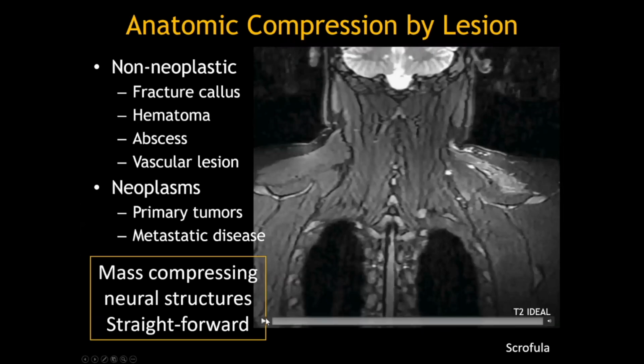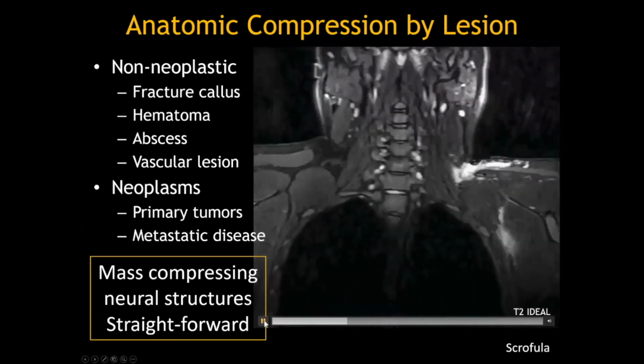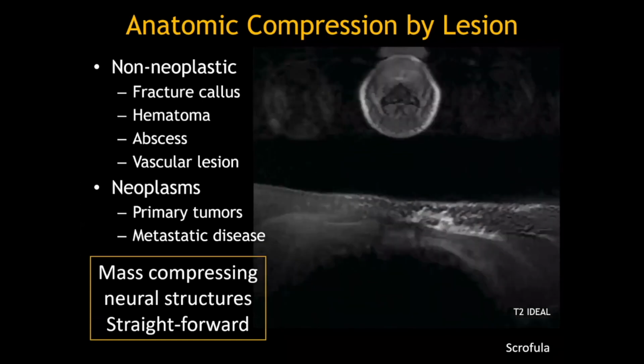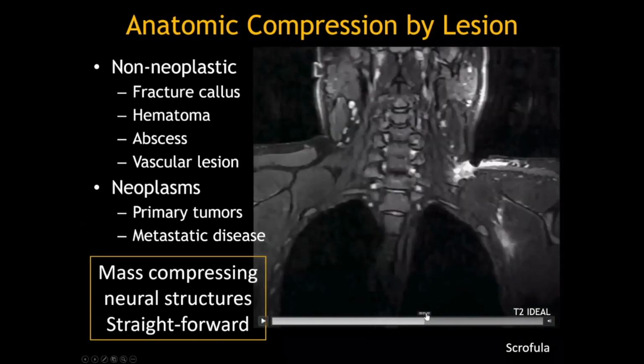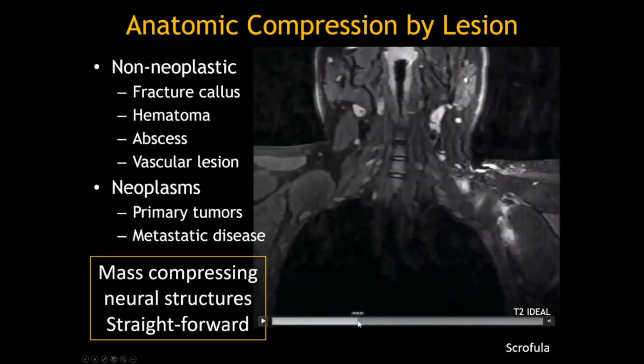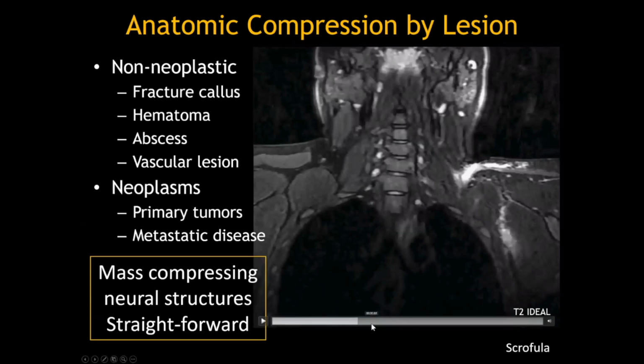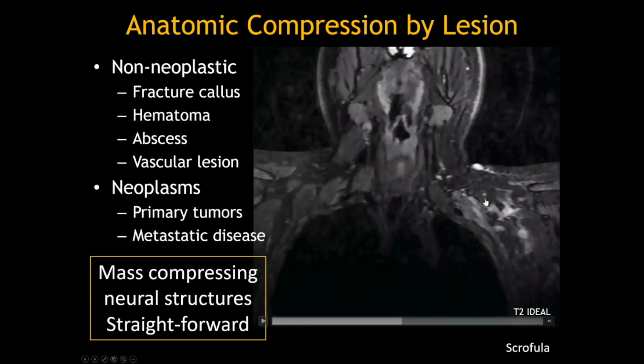Here's an example of infection of the brachial plexus. Probably don't see scrofula too often, but as you remember, scrofula is tuberculous adenitis. This person actually didn't really have much in the way of adenopathy, but you can see this multispatial infection involving various components of the brachial plexus.